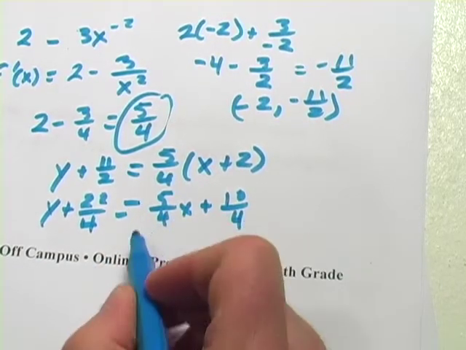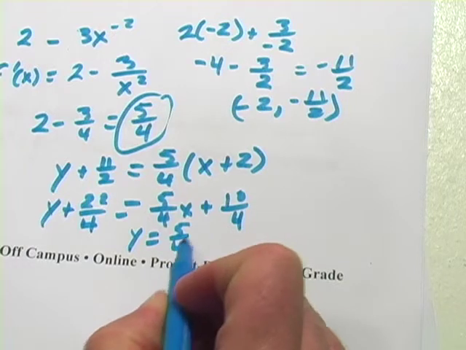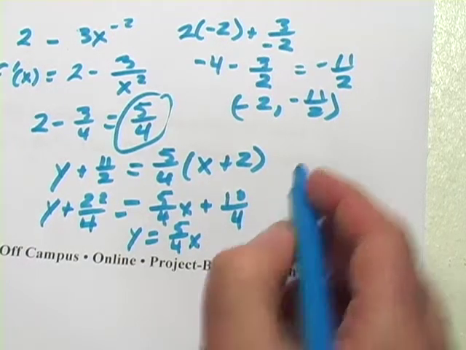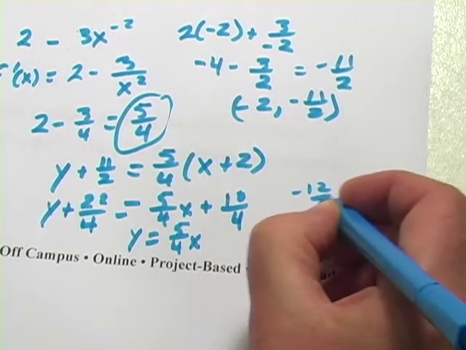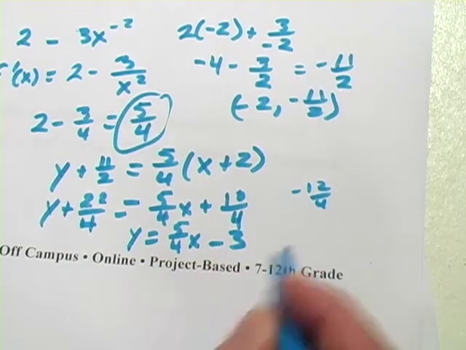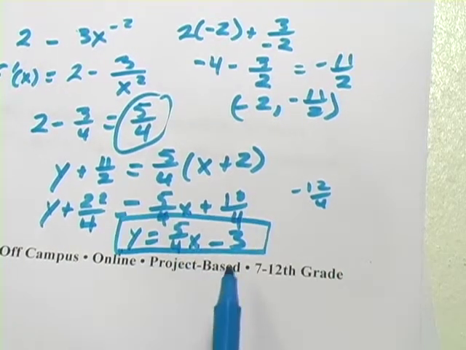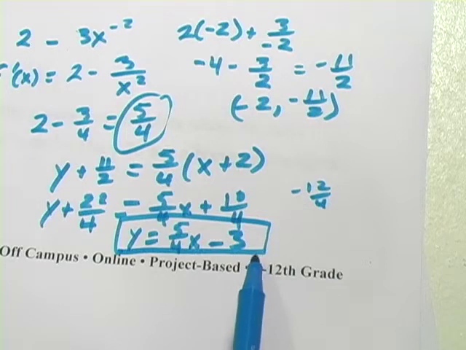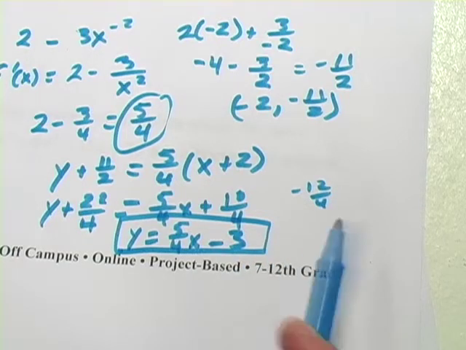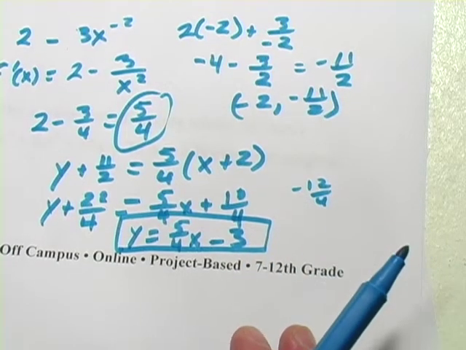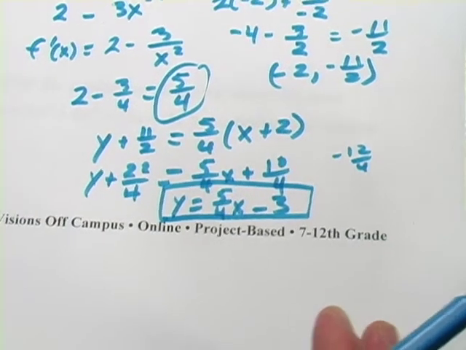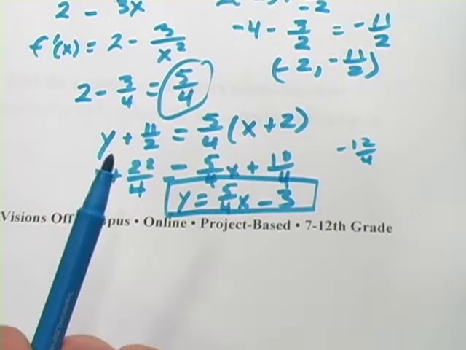And you get y equals 5/4 x. And let's see, that's -12/4, so that would be -3. And that's our formula for the line tangent to the graph at x equals -2. So that's a little bit of work with problems that involve finding the slopes of lines tangent to functions.